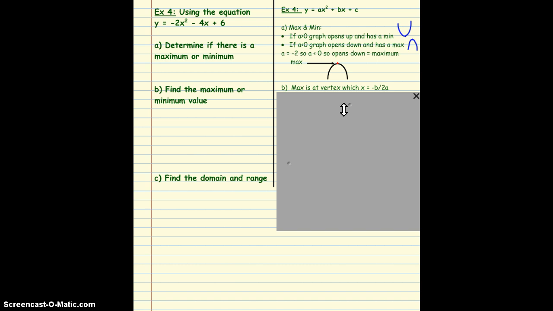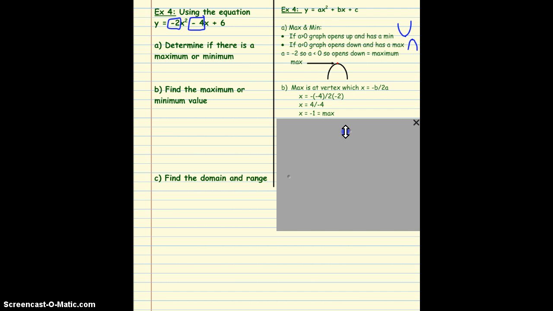And the vertex, remember, we're going to find it by figuring out x equals negative b divided by 2a. Okay, negative b. Well, make sure that you're careful, our b value here is negative 4. Our a value is negative 2. So when we do negative b divided by 2a, we're going to have negative 4, because negative 4 is our b value, divided by 2 times a, which is negative 2. So negative b, negative 4 is positive 4, divided by 2 times negative 2 is negative 4. So our vertex is going to be at negative 1. That's where our maximum is going to occur.